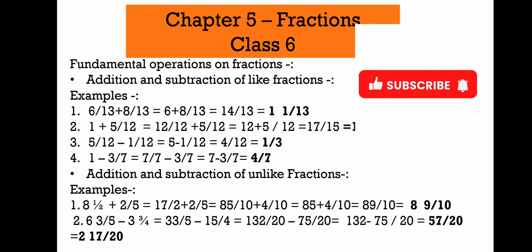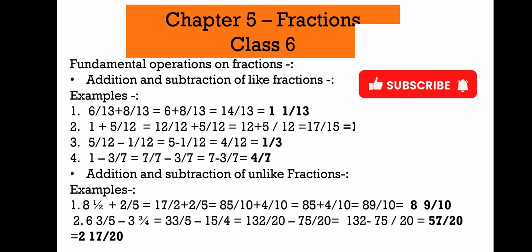Now the second example, the subtraction of unlike fractions. 6 3 by 5 is a mixed fraction. 6 whole number and 3 upon 5 is the fractional part. And minus 3 3/4, that is also a mixed fraction. So we are converting them into improper, that is 33 upon 5 minus 15 upon 4, which is equal to 132 upon 20, because 20 is the LCM of 5 and 4.